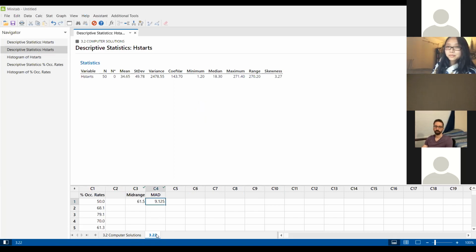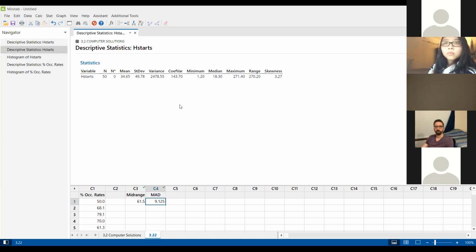Now, I also did 3.22. This is the last thing we'll do today. Problem 3.22 is on the next page, 76. I give you a small data set of 8 numbers. It's a sample of 8 apartment buildings in Chicago, and these are the percentage occupancy rates during a recent month of these 8 apartment buildings. So these are percentage of occupancy.